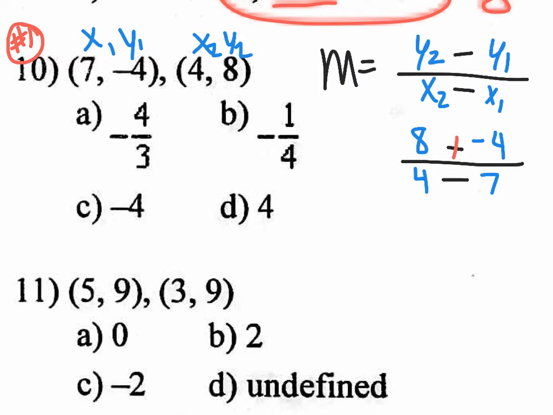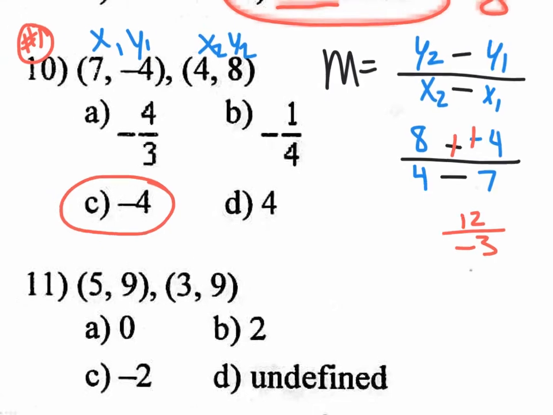The minus minus changes to plus plus. We end up with the 12 up on top, and 4 take away 7 is negative 3. So 12 over negative 3 is really 12 divided by negative 3, so the answer is negative 4. So this is number 1 on version B. This is number 10 right here on version A.